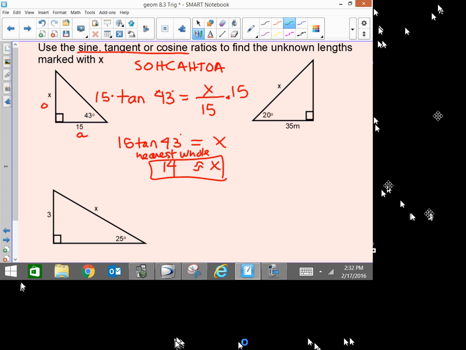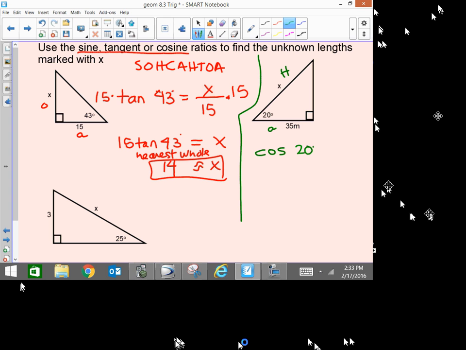So what is 35 to this angle 20? Adjacent, so I'm going to put a little A there. And x is the hypotenuse. So what function do I want to use? A and H, cosine, good job. So who would finish that statement for me? Cosine.